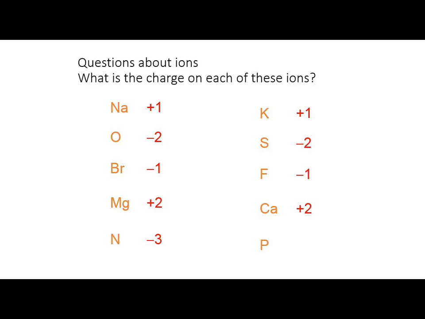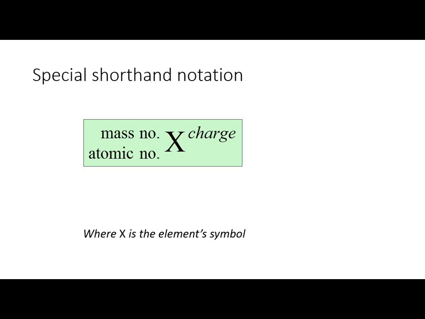Last but not least, phosphorus is under nitrogen. It's a 5A. So it picks up 3 electrons to become a -3 charge. So there you go. I try to avoid reading slides, but sometimes it happens.